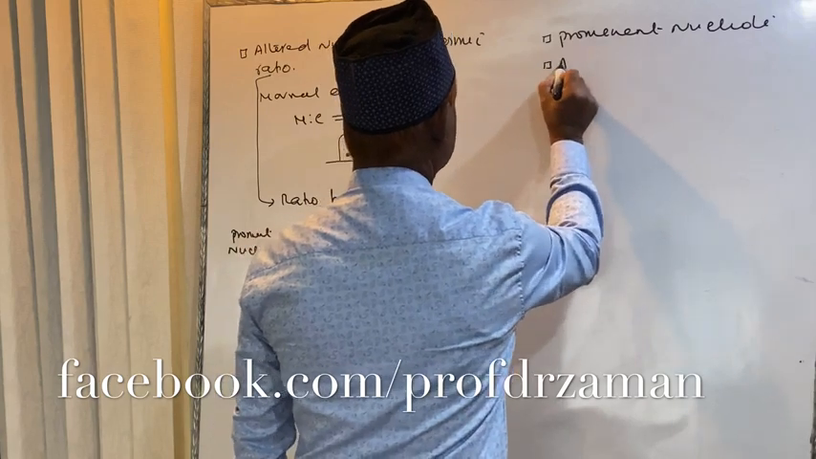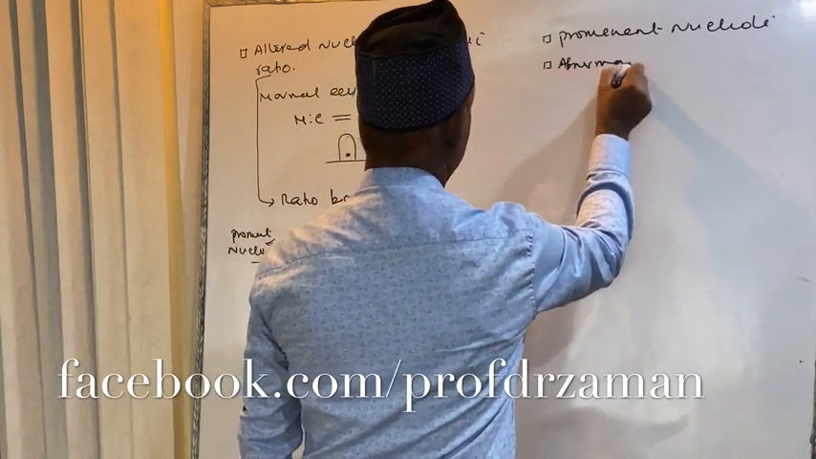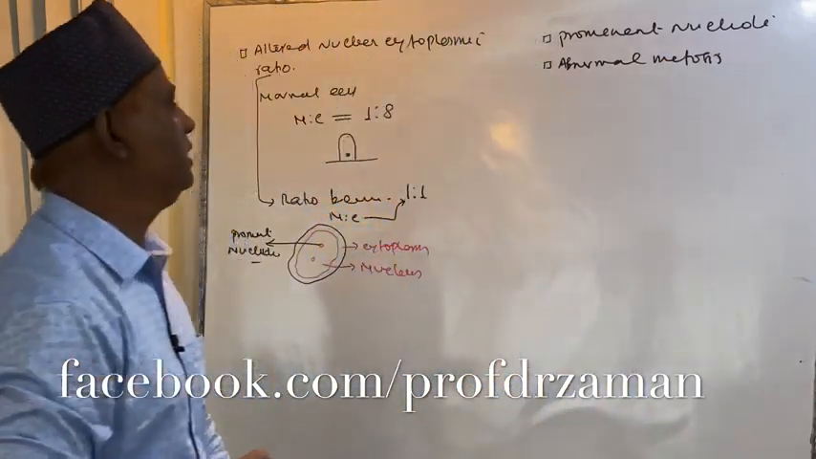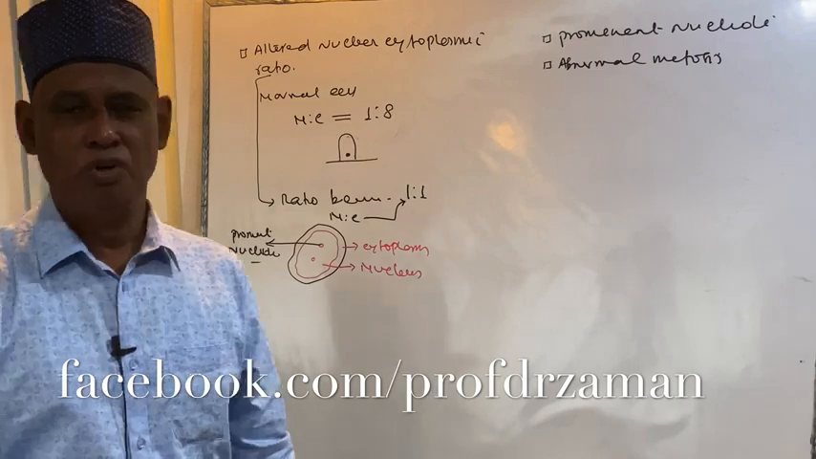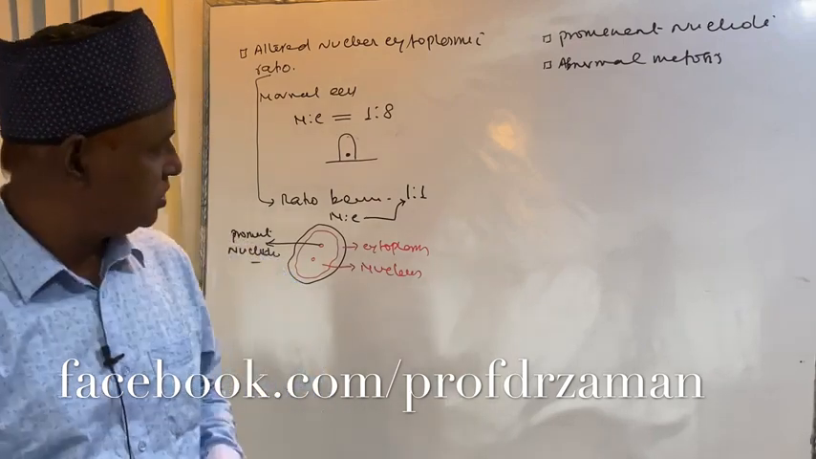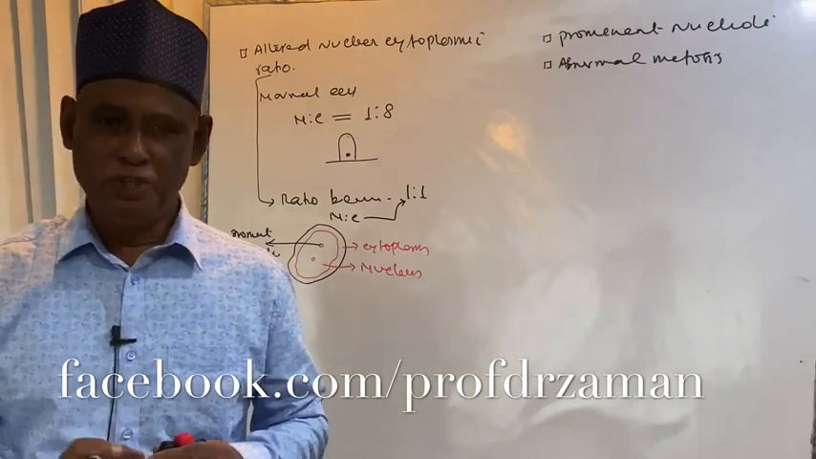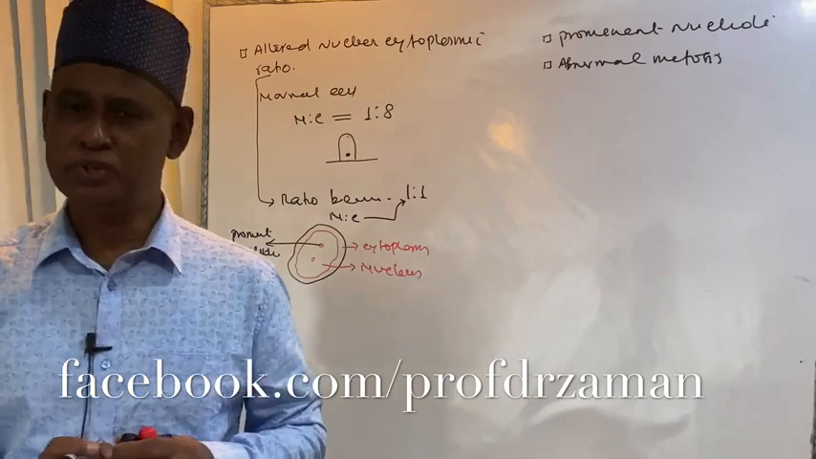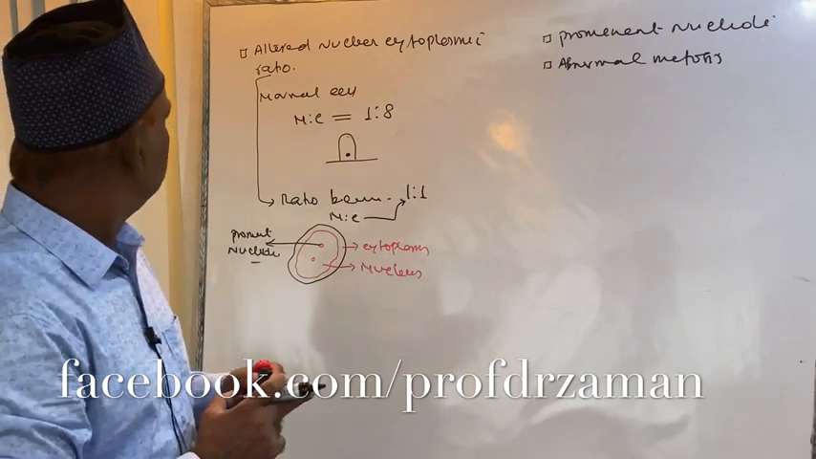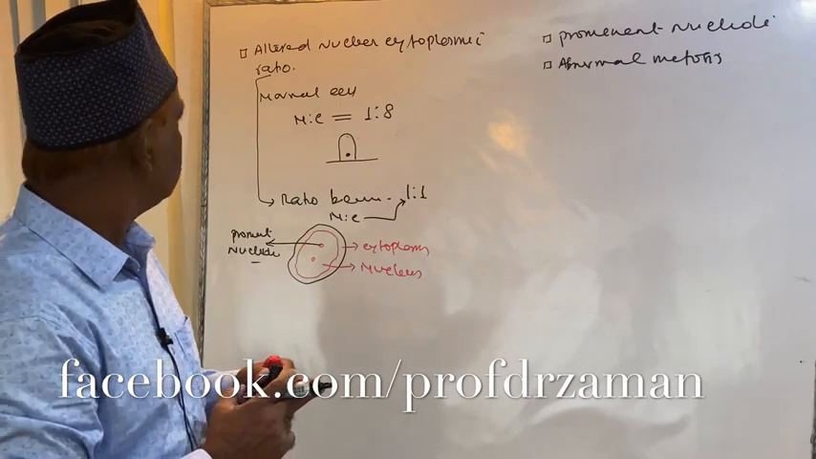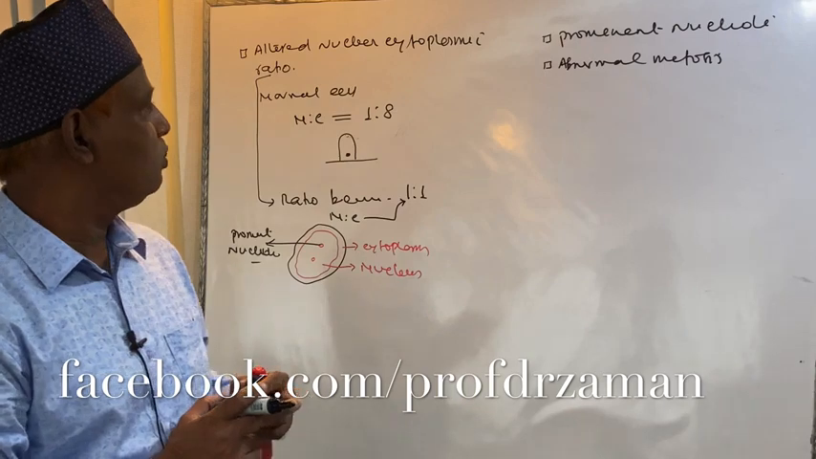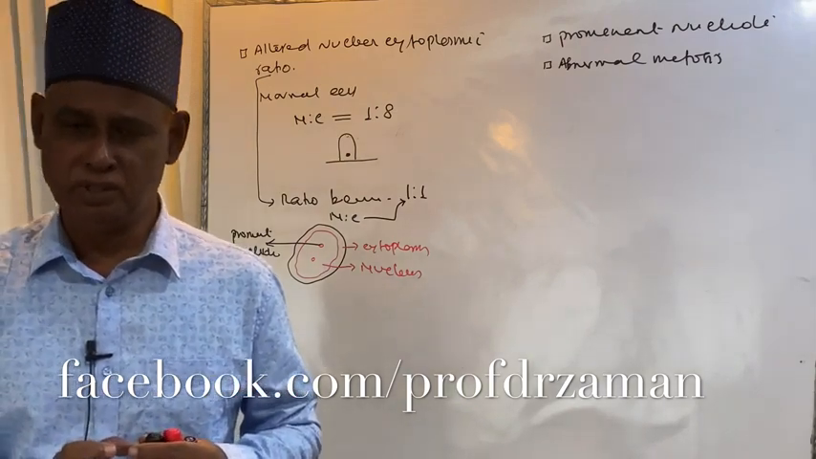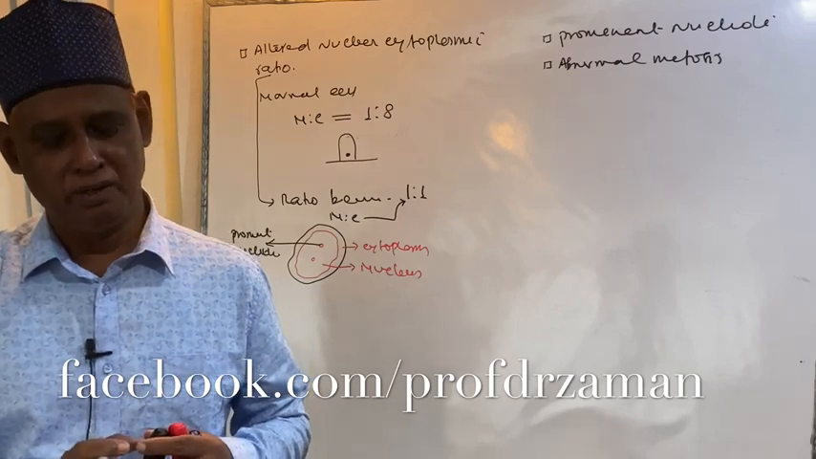Abnormal mitosis. So these are the characteristics of anaplastic cells: pleomorphism, large and hyperchromatic nucleus, large cell, altered nuclear cytoplasmic ratio, prominent nucleoli, abnormal mitosis. These are the characteristics of anaplastic cells, the characteristics of malignant cells.